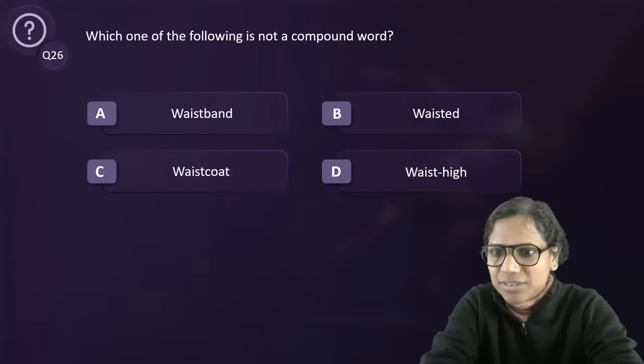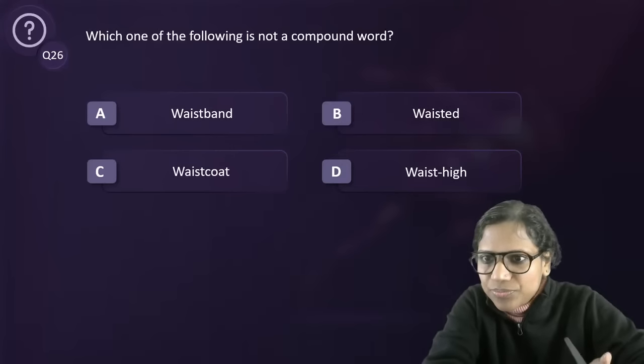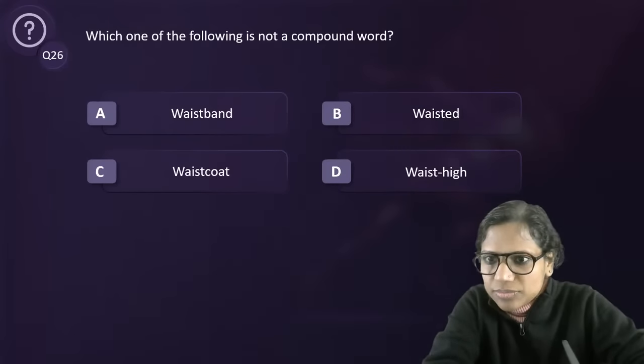26, 26. Check my comment. Okay. What is your comment? How many questions I should answer this?